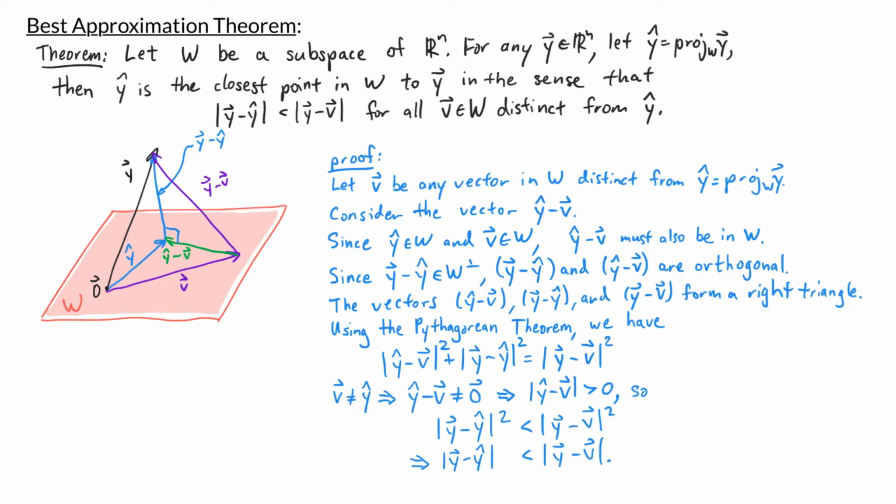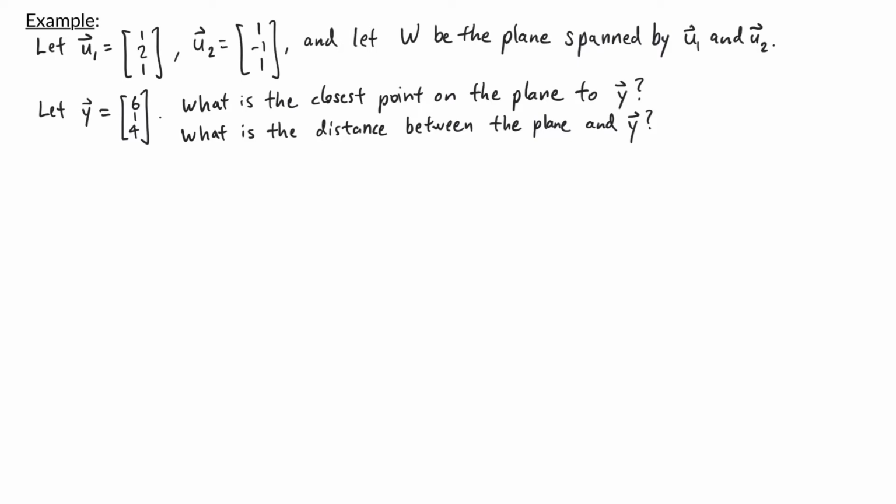So again, this theorem tells us that the projection of y onto W is the vector in W that's closest to the vector y. So sometimes this projection is called the best approximation to y by elements of W. Let's look at an example of how we would apply this theorem. In this example, u1 is the vector 1, 2, 1, and u2 is the vector 1, negative 1, 1. Let W be the plane spanned by u1 and u2. Let y be the vector 6, 1, 4. We want to answer two questions. What is the closest point on the plane to y, and what is the distance between the plane and y?